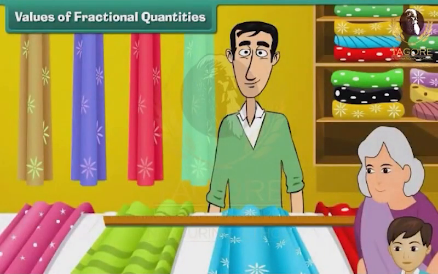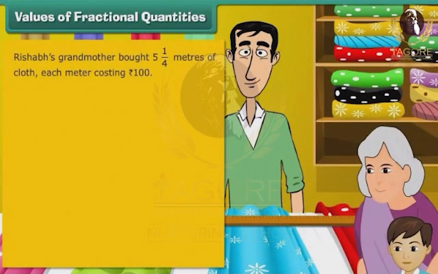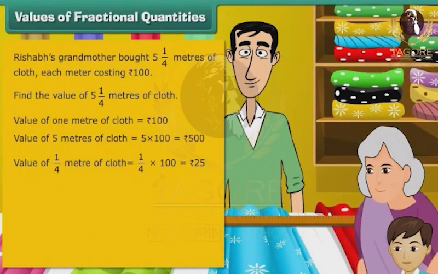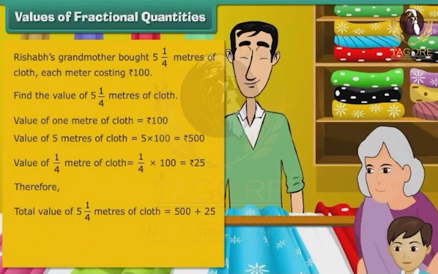Now look at another example. Rishabh's grandmother bought 5 1/4 meters of cloth, each meter costing ₹100. Find the value of 5 and 1/4 meters of cloth. Value of 1 meter of cloth is equal to ₹100. Value of 5 meters of cloth is equal to 5 multiplied by 100, which is equal to ₹500. Value of 1/4 meter of cloth is equal to 1/4 multiplied by 100, which is equal to ₹25. Therefore, total value of 5 and 1/4 meters of cloth is 500 plus 25, which is equal to ₹525.